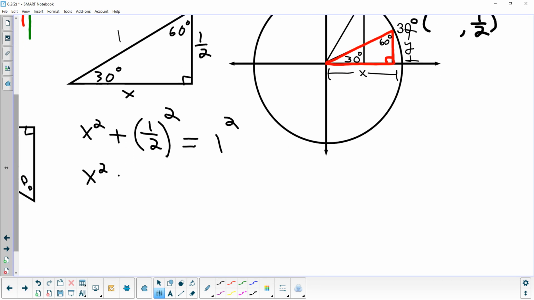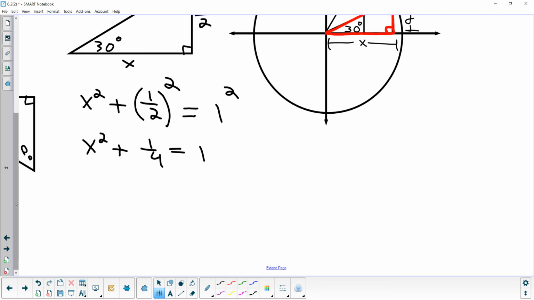So x squared plus, what's 1/2 squared? That's half of a half. Yep, that's a fourth. Okay, Jack, what would be my next step to get x squared by itself? Subtract the 1/4. Yep, subtract the 1/4. And what do you get if you do 1 minus 1/4?